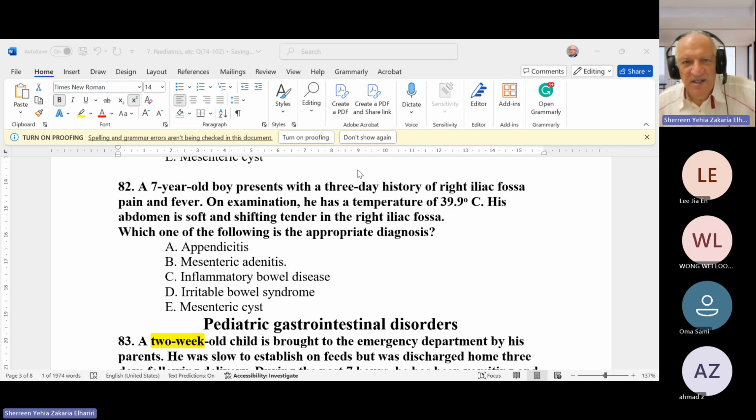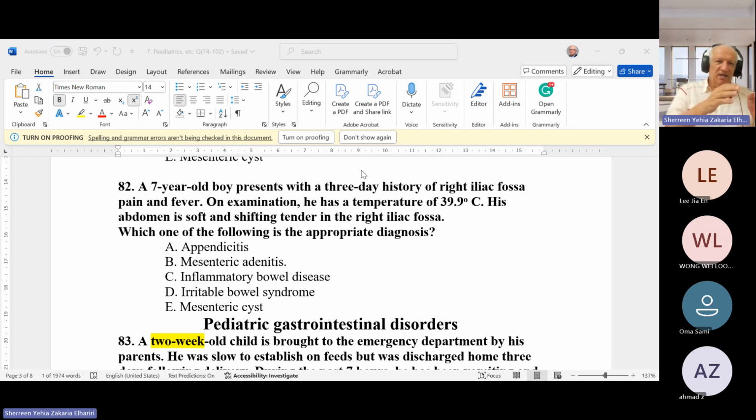What does shifting tenderness mean? It means that when you examine the patient, suppose this is the patient's abdomen, and you put your hand here in the right iliac fossa over the McBurney line. If you ask the patient to shift to the left side, you find the tenderness becomes more to the left. So the tenderness is moving. It is not the appendix, because the appendix is somewhat fixed. If you have tender McBurney, it's tender McBurney.